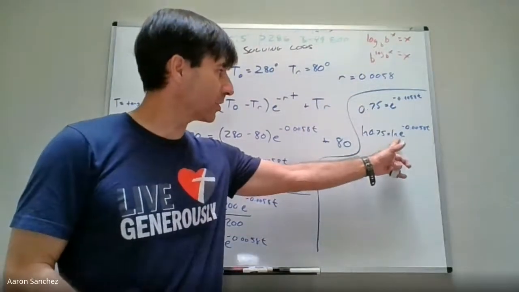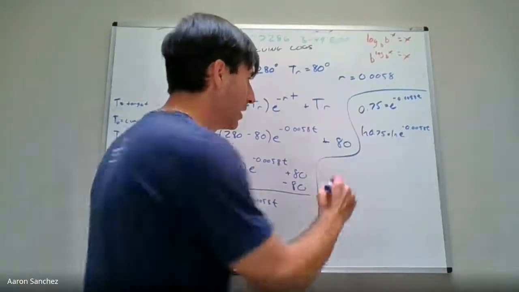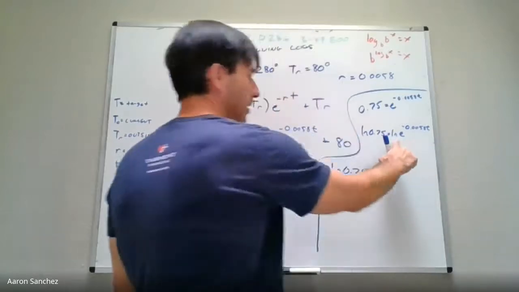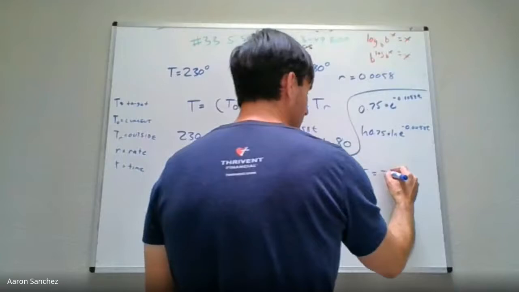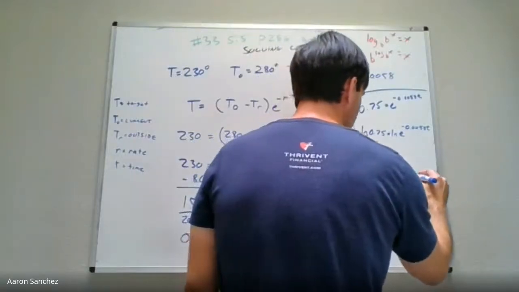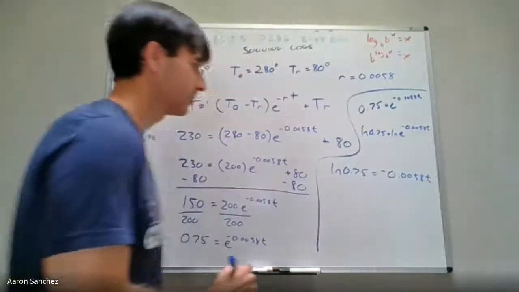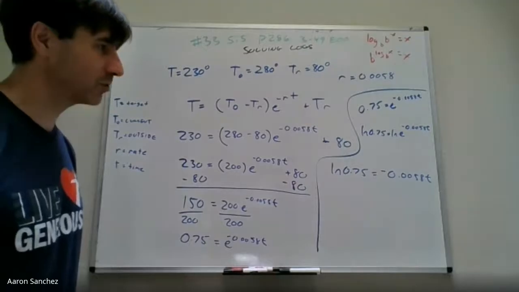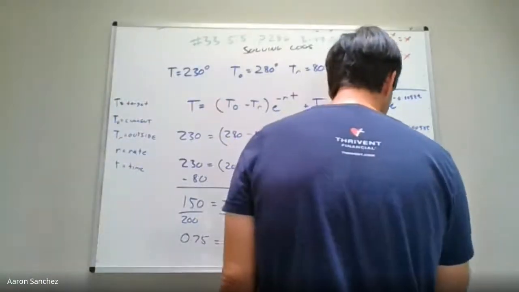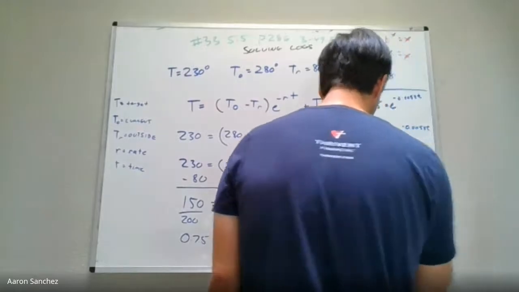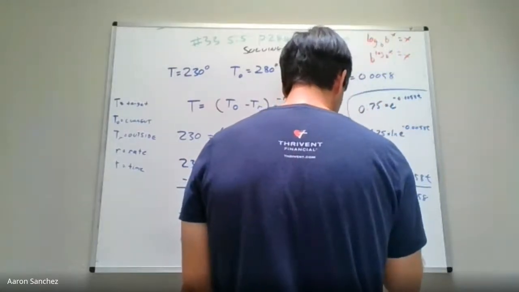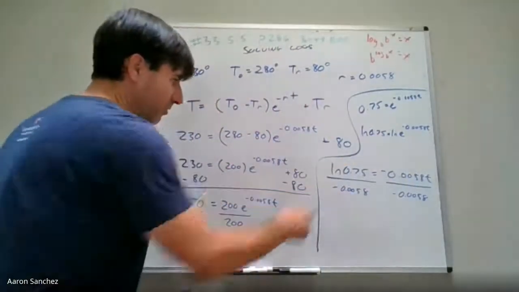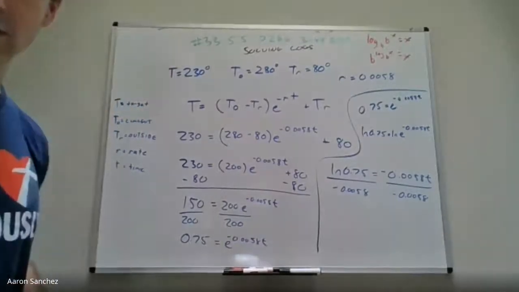Since I got the natural log over here, this cancels out the e, and this ends up being natural log of 0.75 equals negative 0.0058t, because the natural log goes away. Then I divide by negative 0.0058, and that's your answer. It's 0.75 divided by 0.0058. Need a calculator for that one.